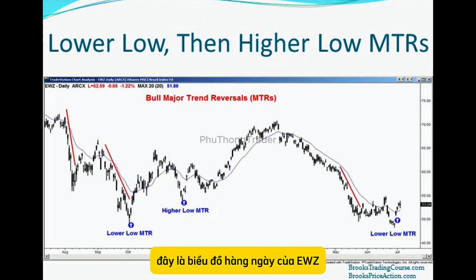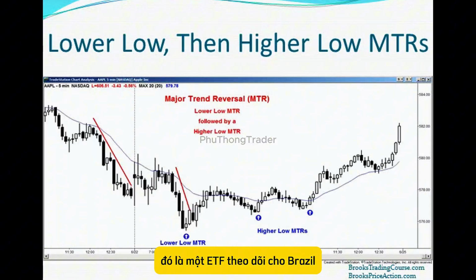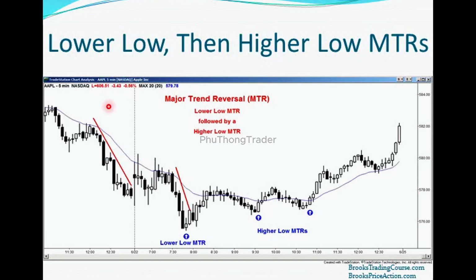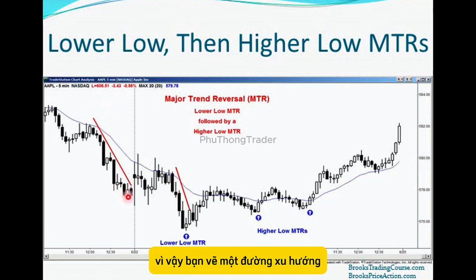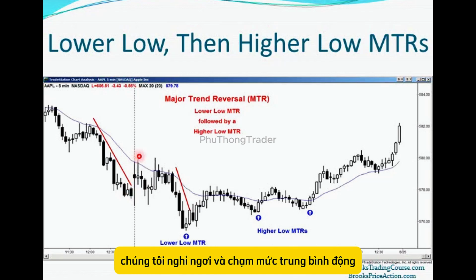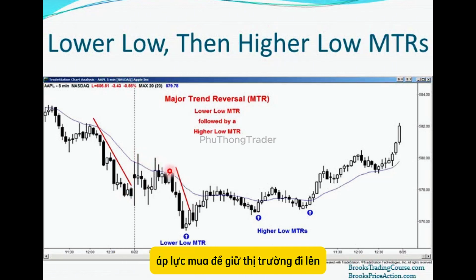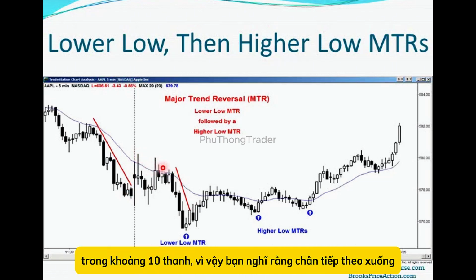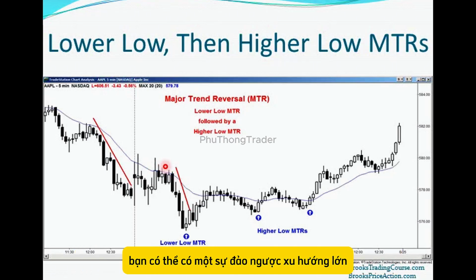This is the daily chart of the EWZ, which is a tracking ETF for Brazil. Again, bear trend, so you draw a trend line. We have a break and it hits the moving average, and we have enough buying pressure to keep the market up for about 10 bars. So you think that the next leg down, you may have a major trend reversal.